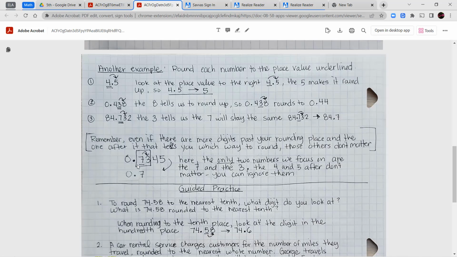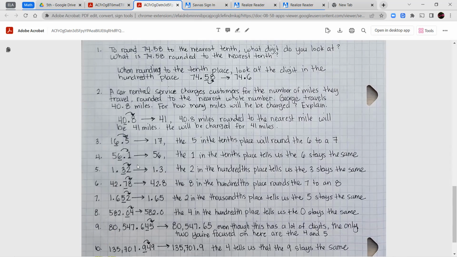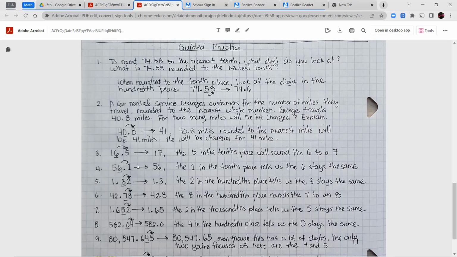All right, let's see. Next, we're going to get into our guided practice. Now, for our guided practice, the first question says, to round 74 and 58 hundredths to the nearest tenth, what digit do you look at? And then what is 74 and 58 hundredths rounded to the nearest tenth? So if I'm rounding the tenths place, I need to look at the digit to the right, which is the hundredths place. And 74 and 58 hundredths will round to 74 and 6/10.